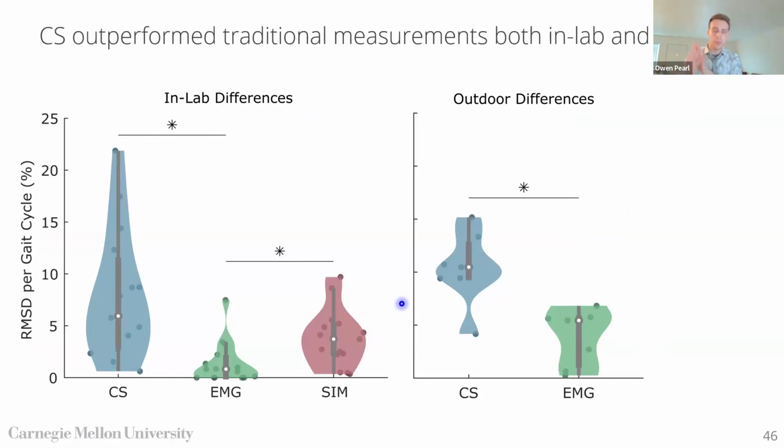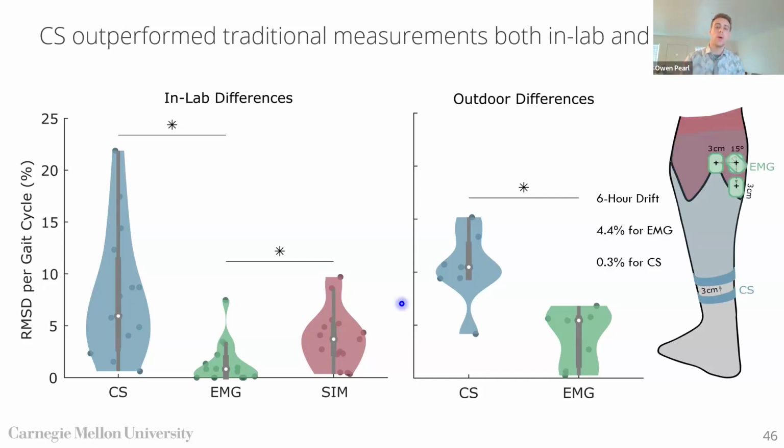Then another thing that is really important is how adept the sensor is and how well equipped it is to actually go into the real world for long duration monitoring. So what's really exciting too is that capacitive sensing has an order of magnitude less drift than electromyography. So the signal doesn't degrade over time as quickly as the EMG signal does. So it seems to be well equipped for long duration monitoring.